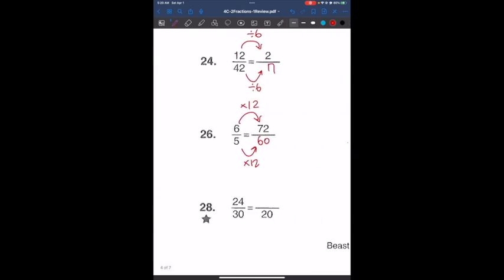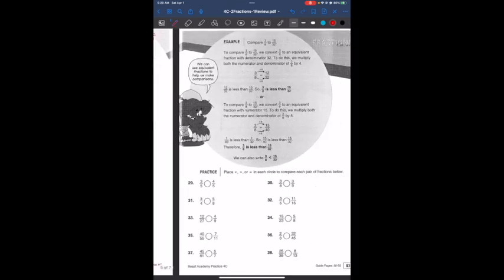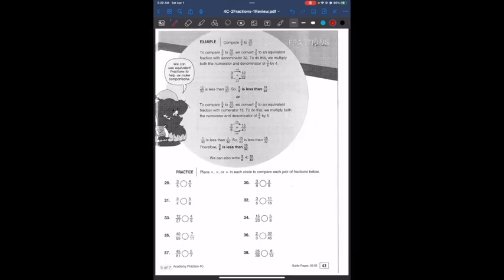Then to get from 30 to 20, we multiplied, 20 over 30 to 30, right? And that gave us 20. And so we're also going to multiply, and that is going to give us 16. Now we're going to move on to the next page.